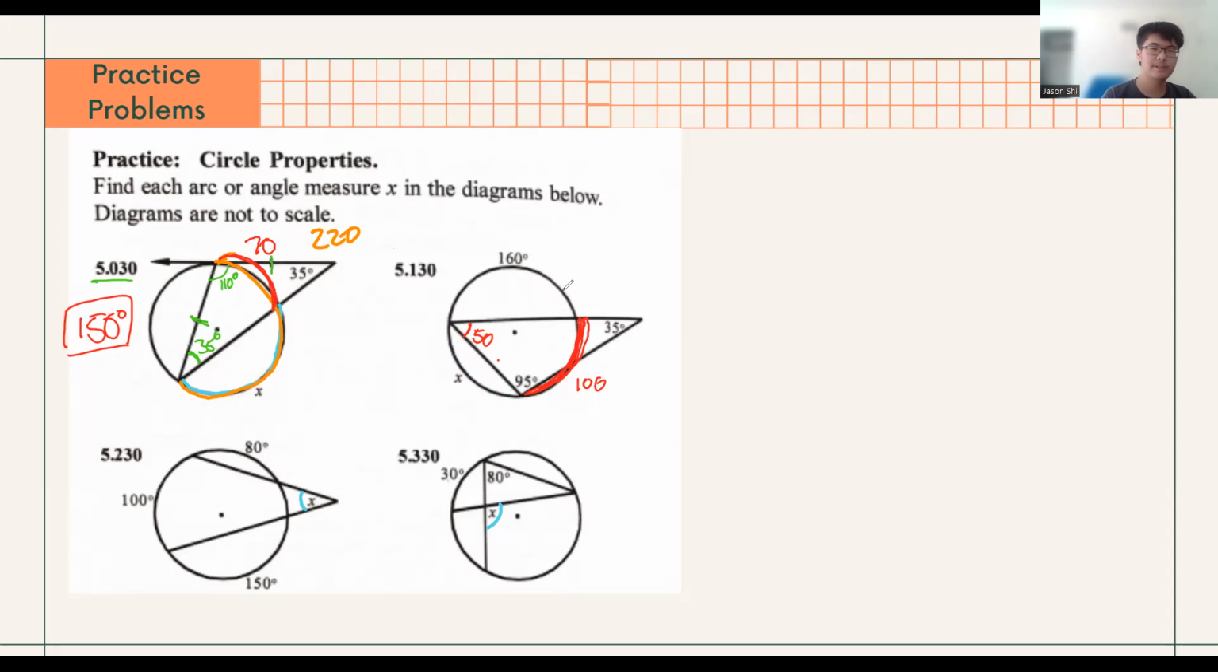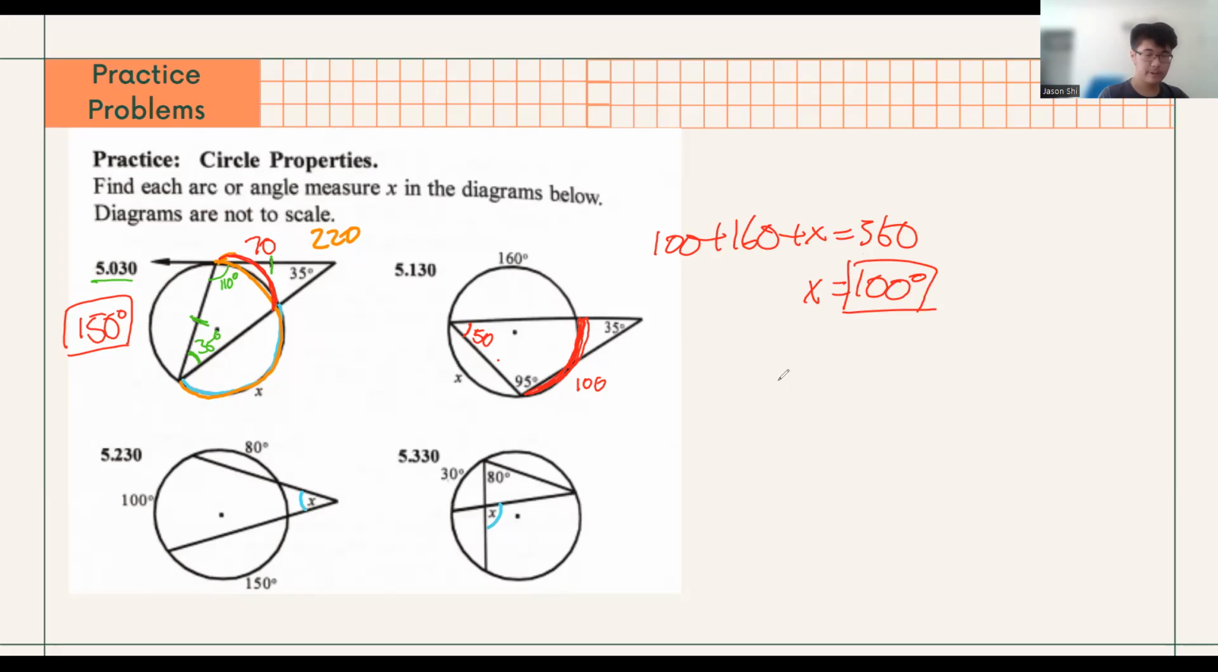So 100 plus 160 plus X is 360, right? Because it's a whole circle. So 100 plus 160 plus X equals 360. This is 260, and 360 minus 260 is 100.